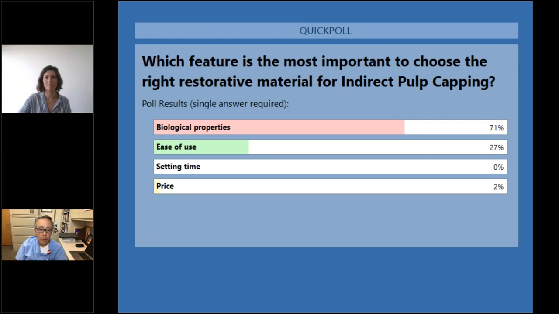But we are going to learn that with Biodentine, we can combine the biocompatibility, it is easy to use, and the setting time. I don't want to really discuss the price, but we are going to learn the characteristics of Biodentine, and we will see that for sure it is bioactive, and that will match the 71% of the attendees who believe that's the most important feature when they pick a restorative material.